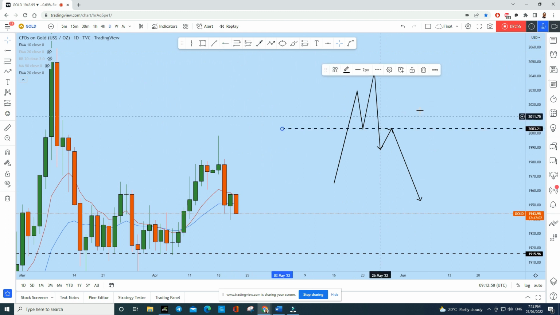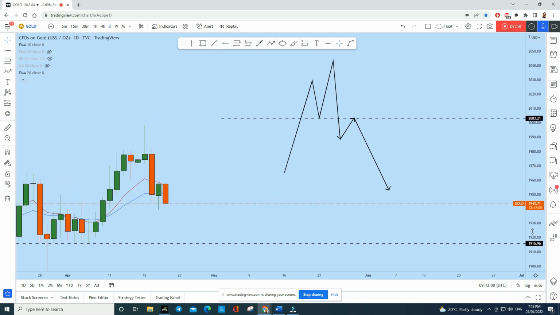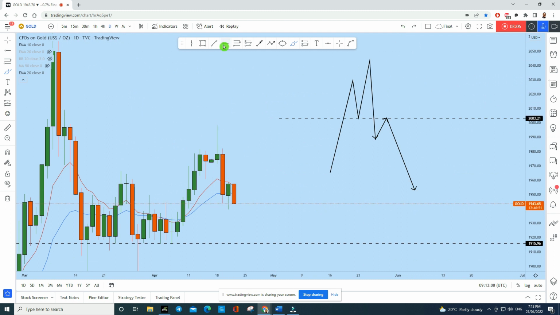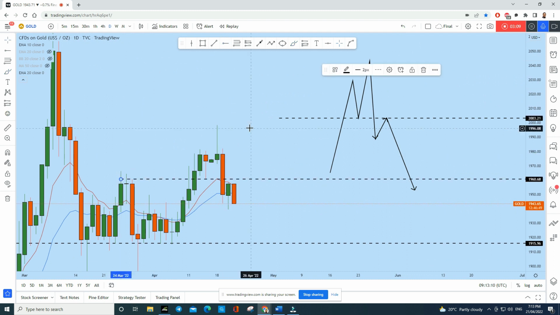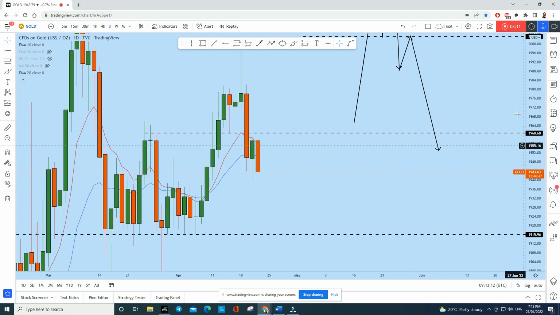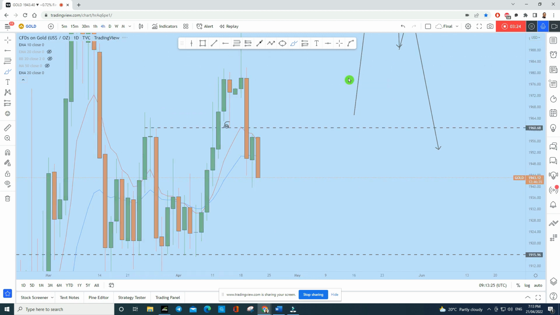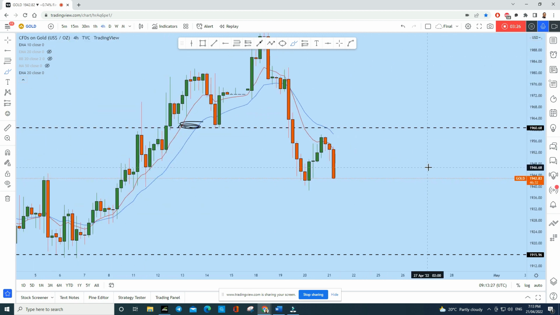So let's draw this level here. Now what we can see from there is that gold is likely to test this previous support as resistance and then drop. If we draw this level on the daily time frame, we see that gold still didn't test this previous support as resistance here. Instead, as soon as the daily candle closed, gold started to drop immediately. So let's find out now on the 4 hour time frame what is likely to happen.